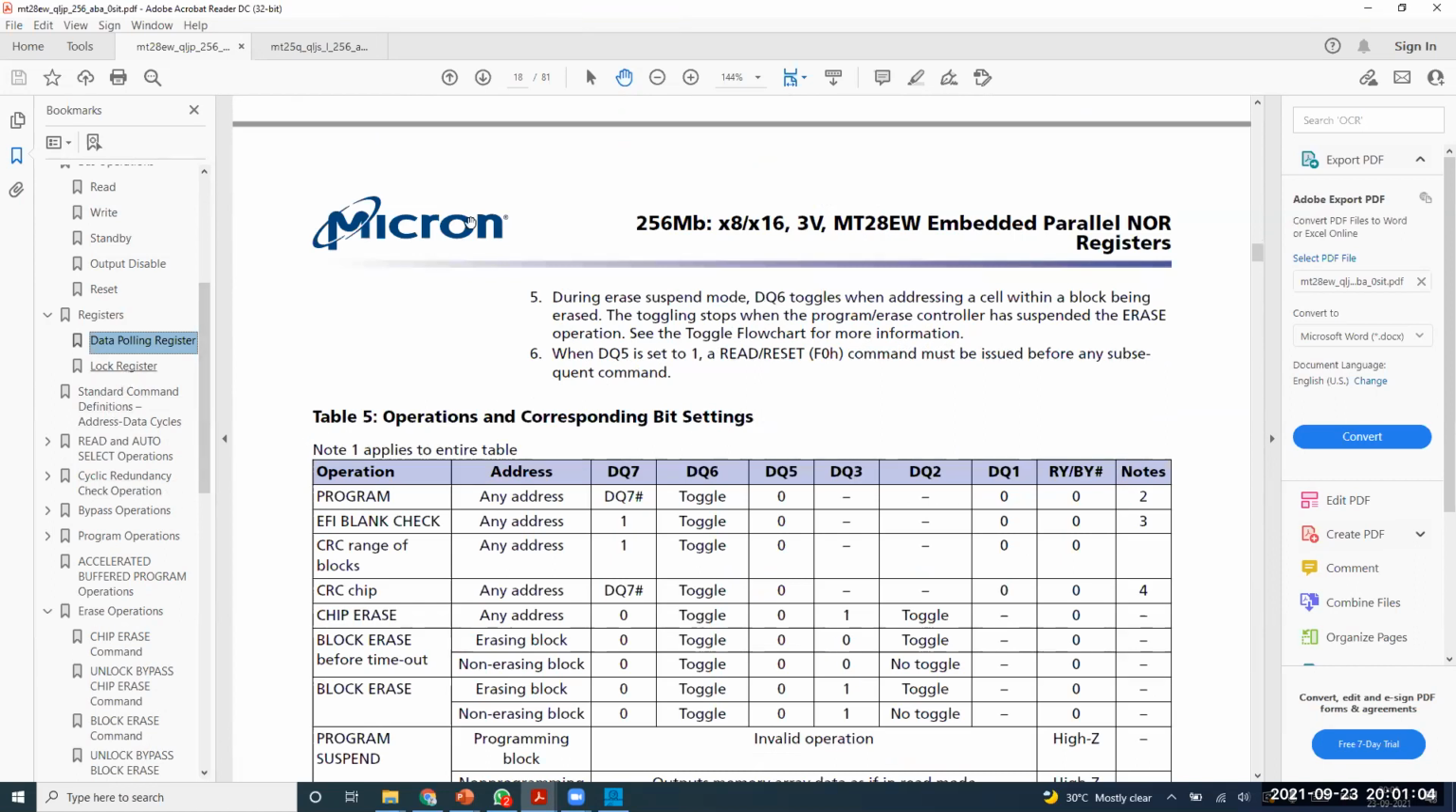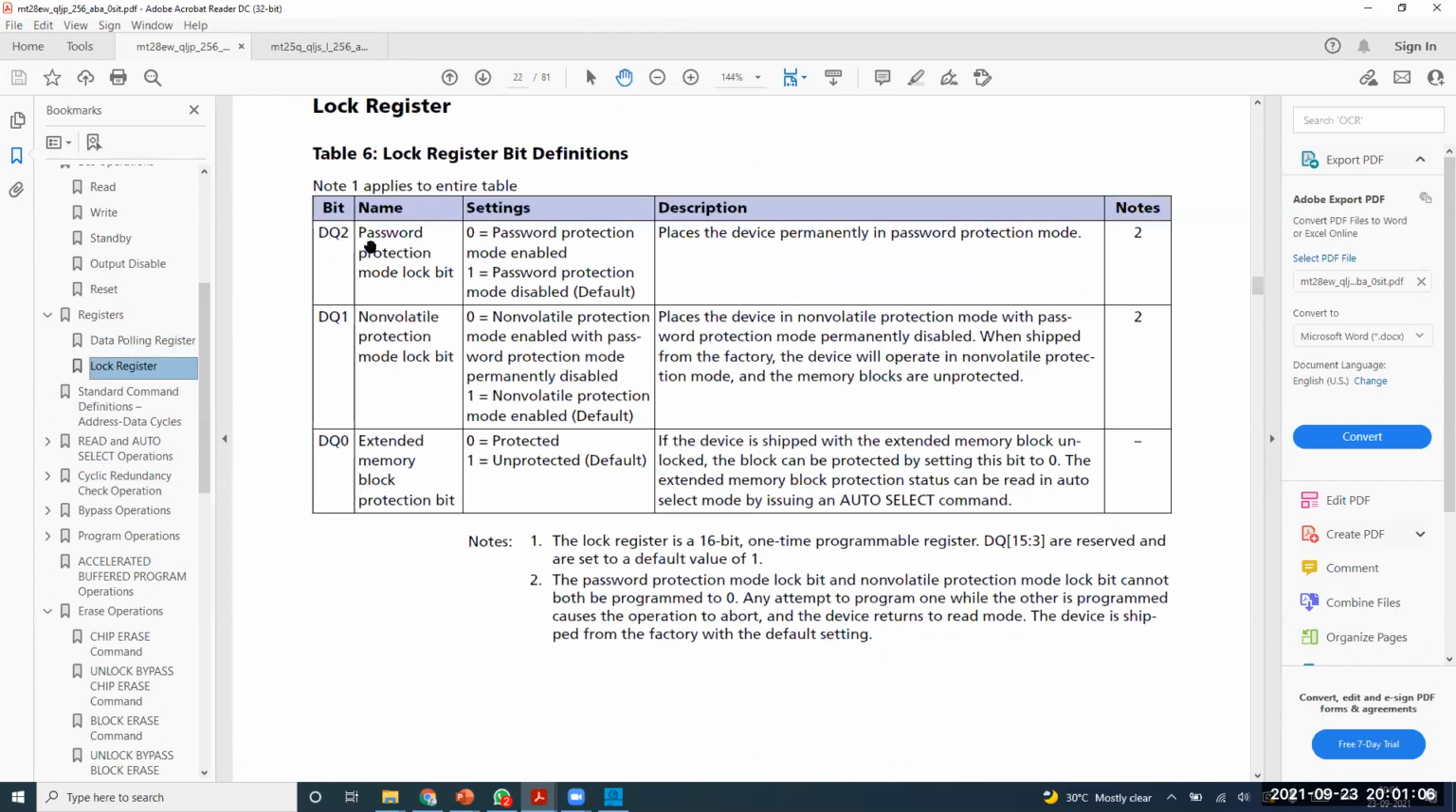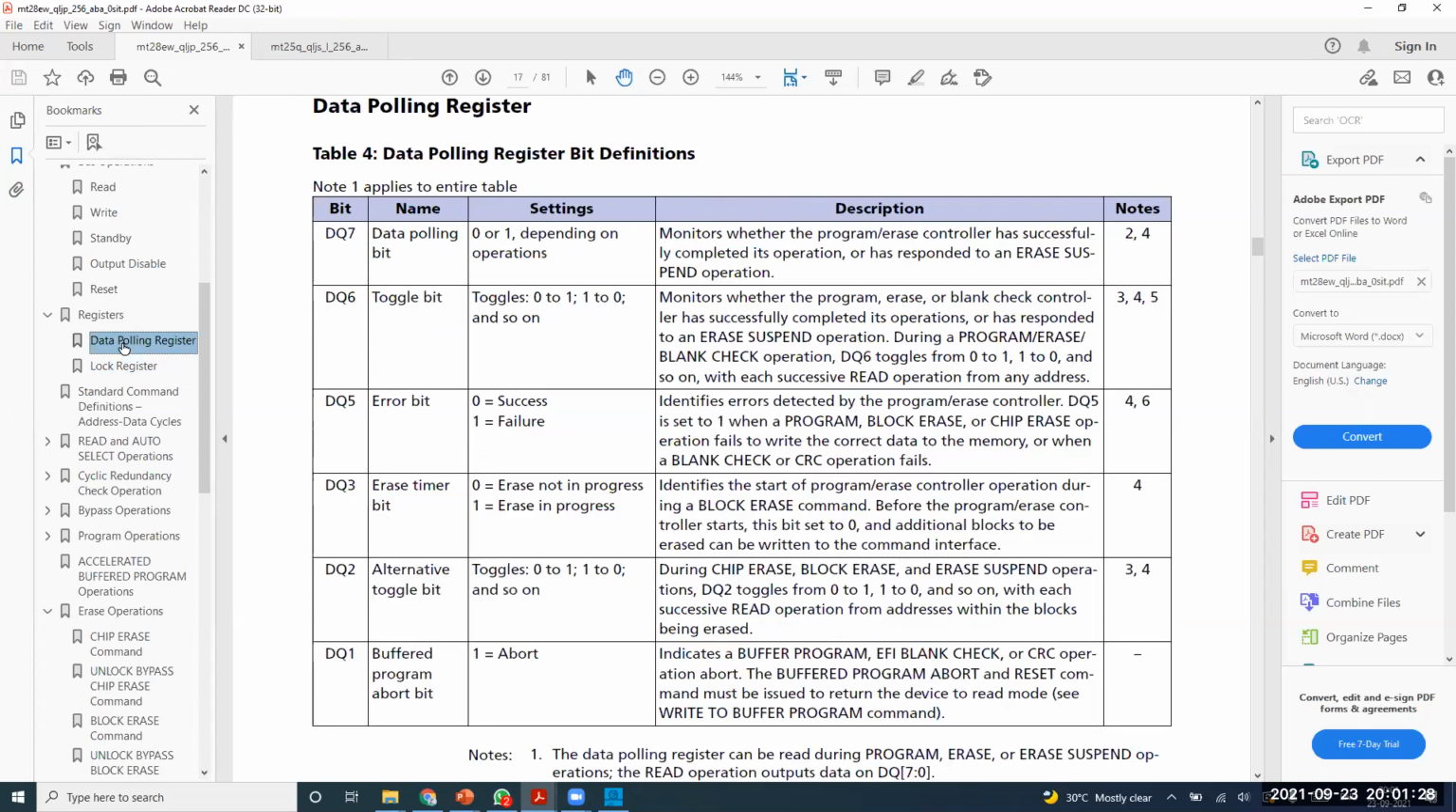Then the lock register. If you set this bit to 1, that is called password protection enabled and non-volatile protection. Then the external memory block. These can all be done with this. This is like writing into any memory. The moment you write once, you will understand everything.